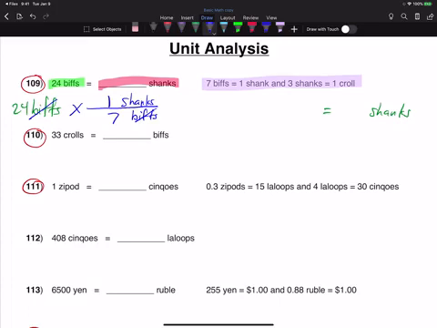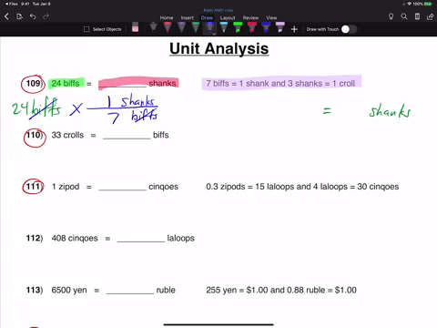Now, solving problems like this, students sometimes solve in very unusual ways. I would say treat this like words in a sentence. We read left to right and top down. So I would read this problem in this manner. 24 BIFs times 1 shank divided by 7 BIFs equal shanks.